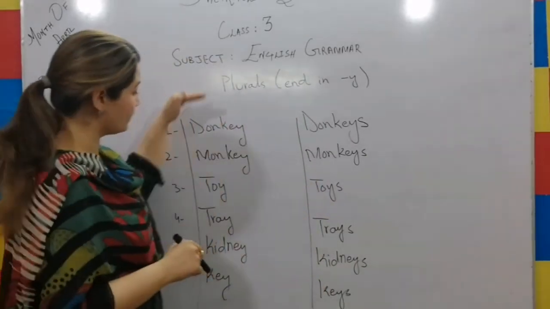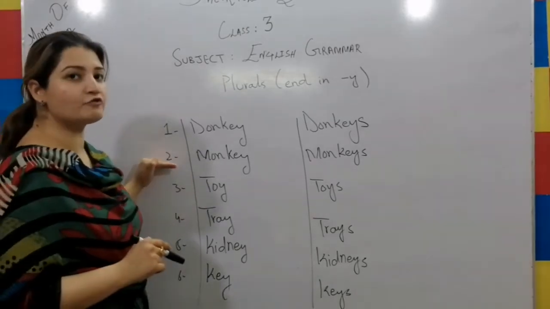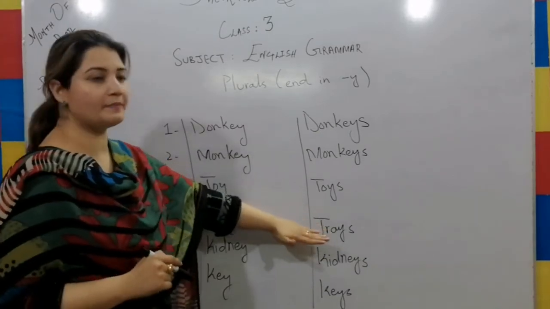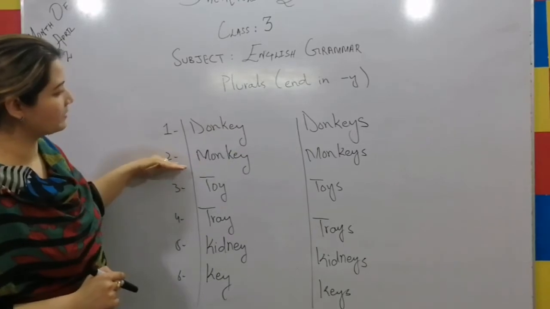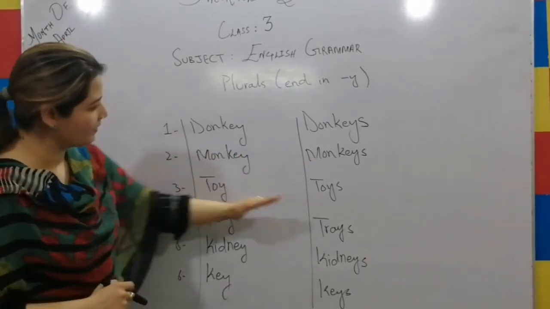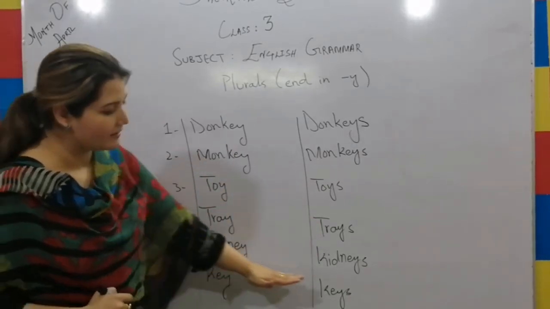The one that we are studying right now, in these words, you just have to add S after the word and it will become plural. Let's repeat these words with me once again. Donkey, donkeys. Monkey, monkeys. Toy, toys. Tray, trays. Kidney, kidneys. Key and keys.